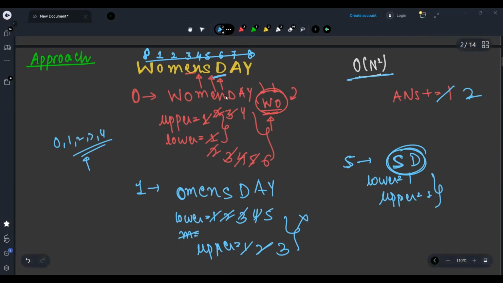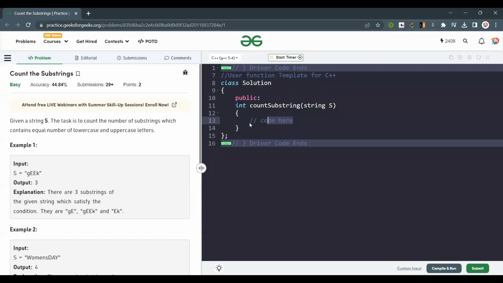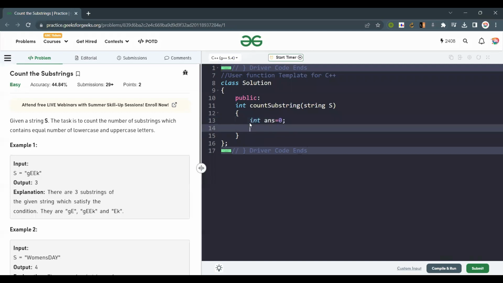So it's normal. I will start from every index, and from every index I will check every substring and count lower and upper. If they're equal, I will do answer plus plus. So let's code it up. Let's say initially my answer variable is 0.